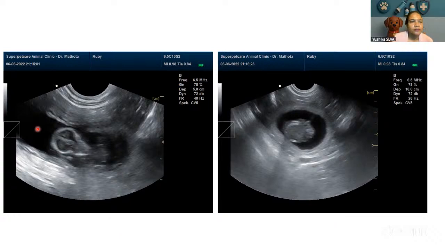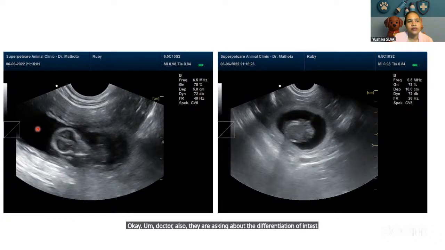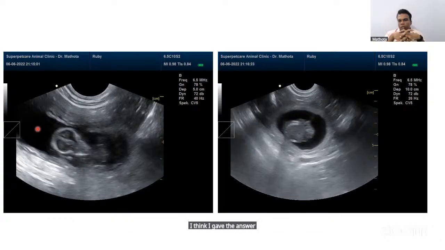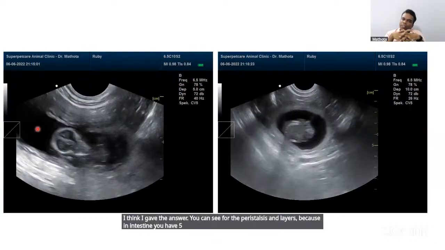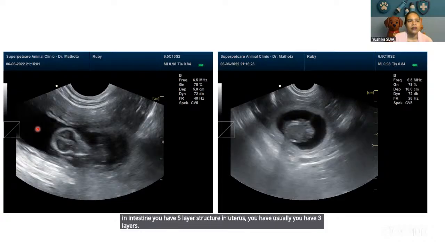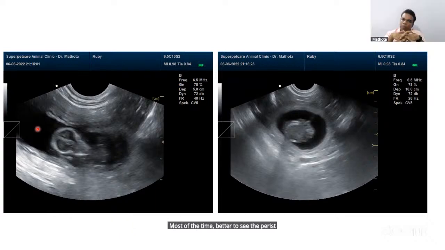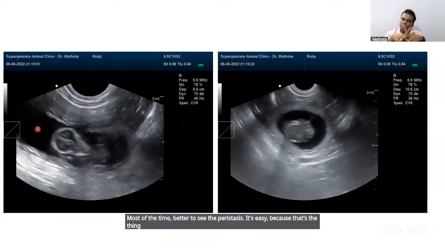Okay. Doctor, they're also asking about the differentiation of intestines from stages of pyometra. I think I already gave the answer. You can look for the peristalsis and layers. Because in the intestine you have a 5-layered structure, and in the uterus you usually have 3 layers. Most of the time it's better to see the peristalsis. It's easy. If you have a high frequency probe, you can see those layers. Otherwise, with a basic ultrasound scanner, you can't see the layers, so you have to see the peristalsis.